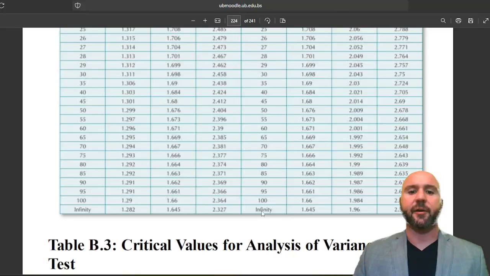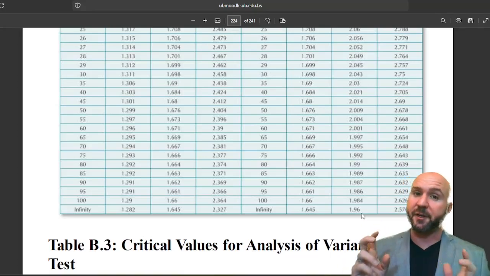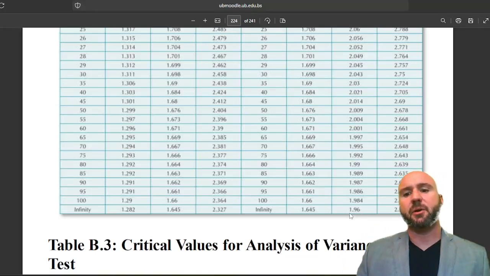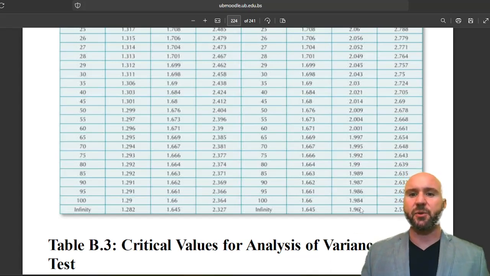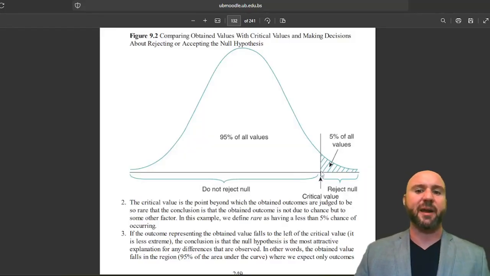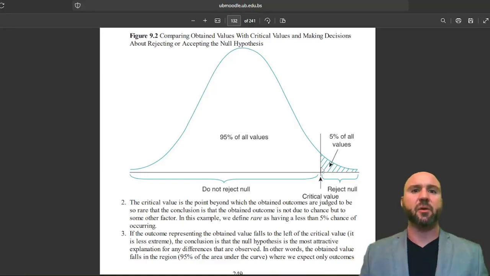Now this number right here, see how different this is? We're counting up to 100, and then we have the word infinity. As you go further and further away from 0 and closer towards infinity, you'll basically approach the number 1.96. This is kind of the magic number that a lot of people use and memorize. This is probably what they're talking about, with the assumption that the sample size is sufficiently large to approximate a bell curve.